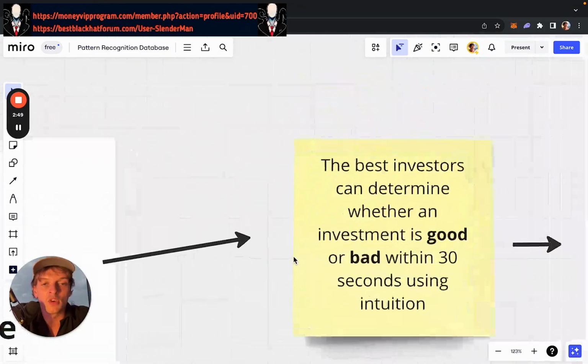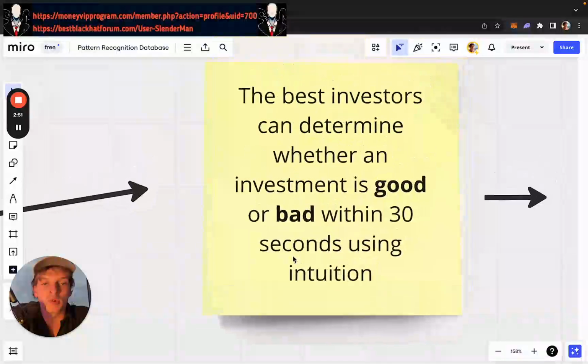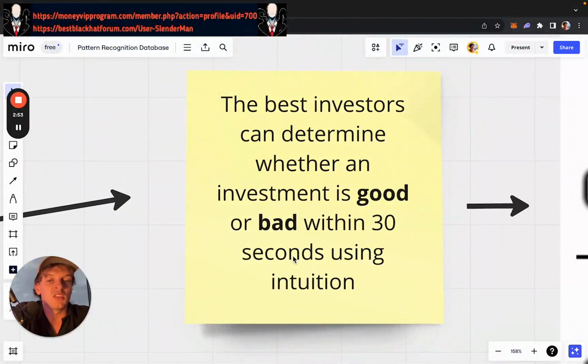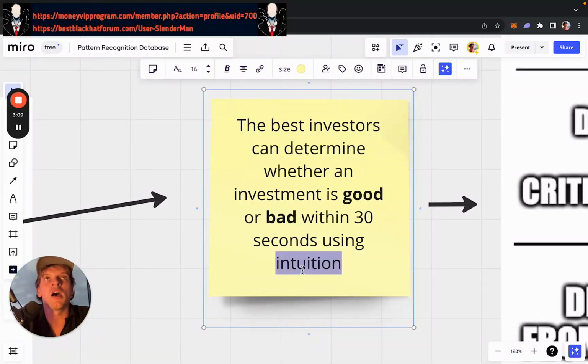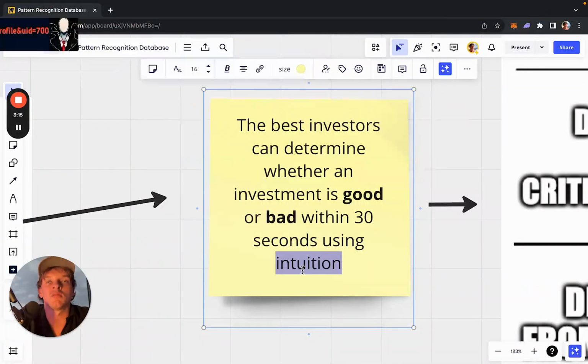And if you look at every single good investor in the world, they all have the ability to determine if an investment is good or bad within 30 seconds, right? You can put the investment, the thesis in front of an investor, and in 30 seconds, they will tell you, fuck, this is really good, or this is absolutely terrible. Because they have intuition. And intuition is the highest form of knowledge. It is the deepest form of knowledge that you can possibly utilize to make a decision.